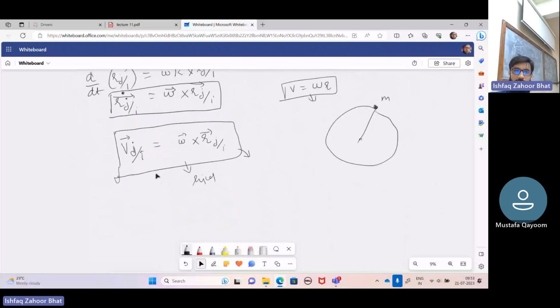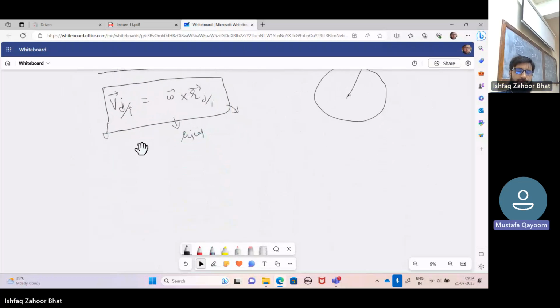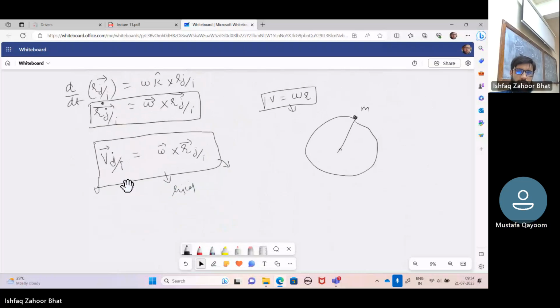Remember, while applying this, you have to keep in mind that this is only applicable for the rigid body. You cannot apply this for any body. If the body is not rigid, then you cannot utilize this, because this omega is only defined for the rigid body. You cannot define it for non-rigid bodies. Are you getting me? Now, the question is why we are using this for the point mass?